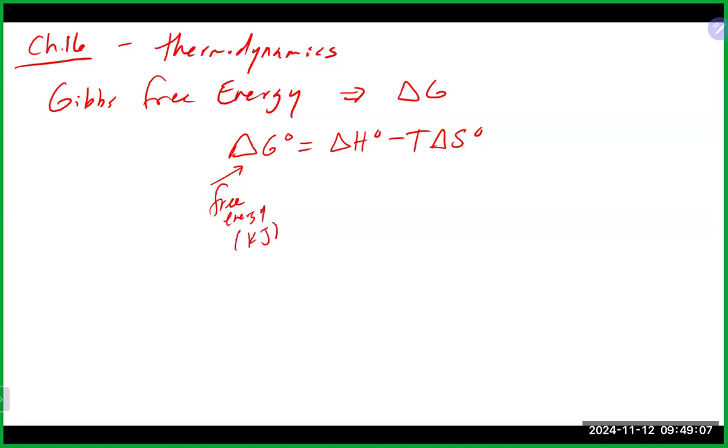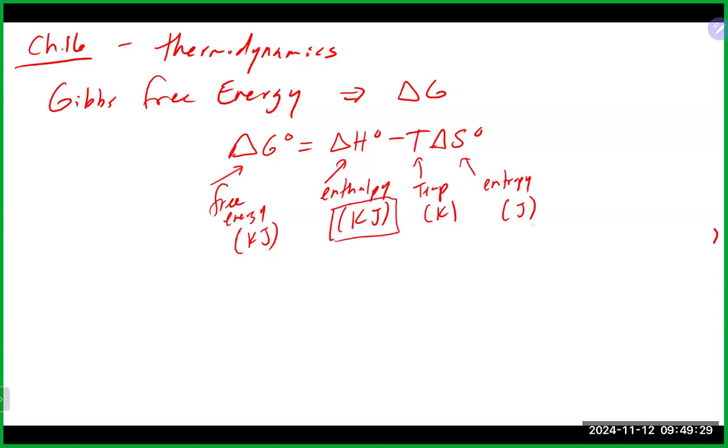Usually in kilojoules is how it's given. That's our enthalpy, which is also usually in kilojoules. That's our temperature, which is in Kelvin. And lastly, that is our entropy, which is in joules. So as we talked about, you definitely want to watch out for units as you're using these equations. Otherwise, you'll find yourself off by a factor of 1,000, which you definitely don't want to be.